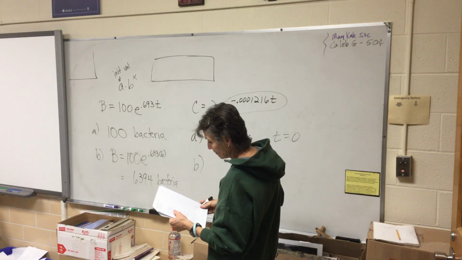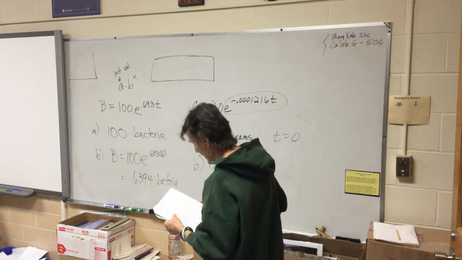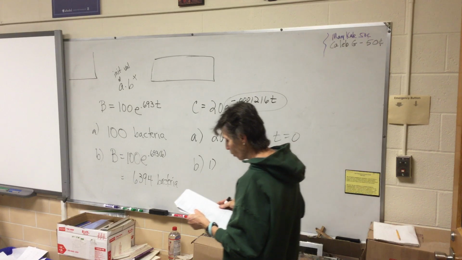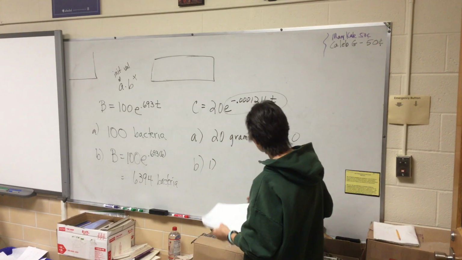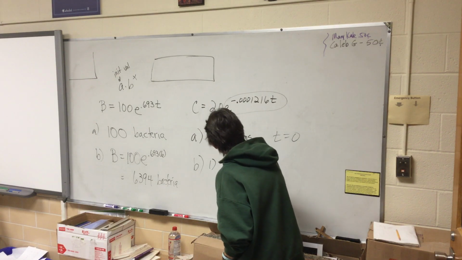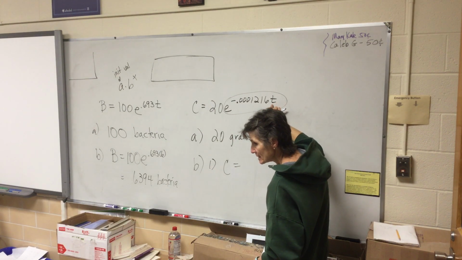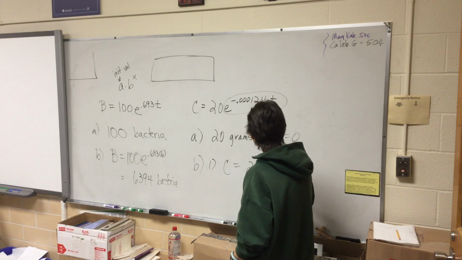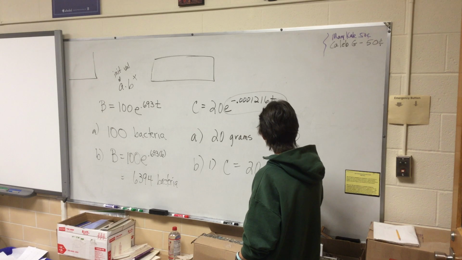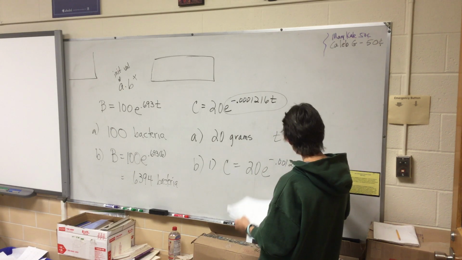How much is left? Okay, B has 2 parts, so we'll do B1. How much is left over after 10,400 years? Well, won't we just put in 10,400 right here for this t? So 20e to the negative 0.001216 times 10,400.